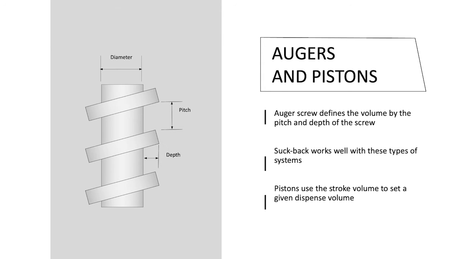On the left, you can see an example of an auger screw. It utilizes the pitch and depth of the screw itself to define the volume of the adhesive that it's dispensing. By moving forward, it dispenses the adhesive, and by twisting the screw back, it actually can utilize a suck back, essentially pulling up and cutting the dot so that it doesn't have a tail. This is also a little bit different than the piston systems. The pistons are instead using a stroke volume to set the given dispensing volume.